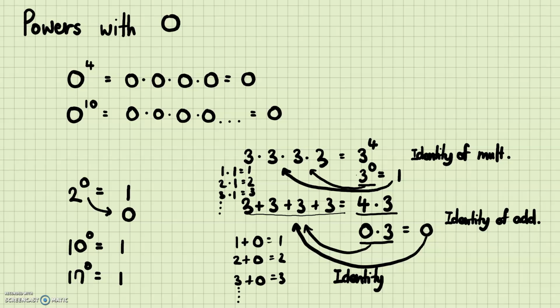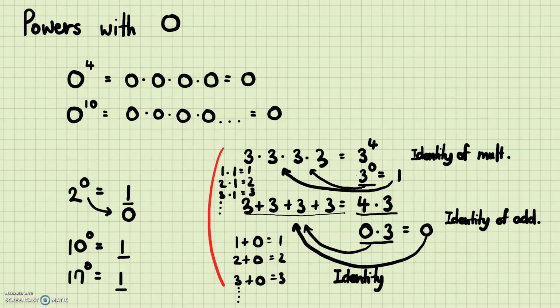So anyways, if this doesn't make sense, don't worry too much about it. But eventually I want you to think about why is anything to the power of 0 1? And I'm sure you'll get some very creative answers as you answer that question. But for now, just remember that any number to the power of 0 will give you 1. Okay? The 1 is the identity of multiplication.